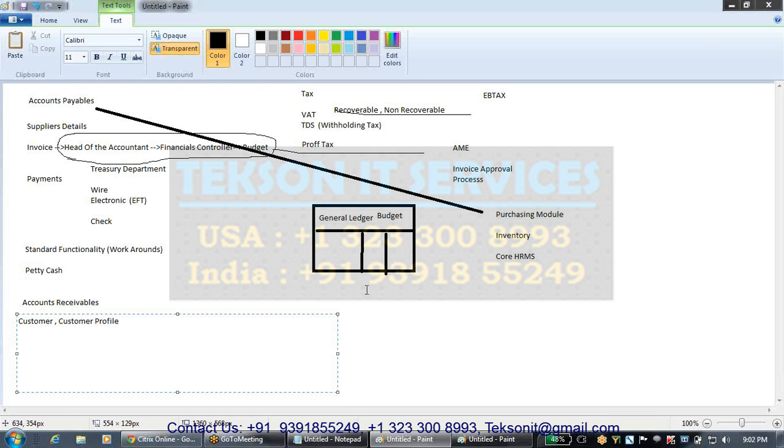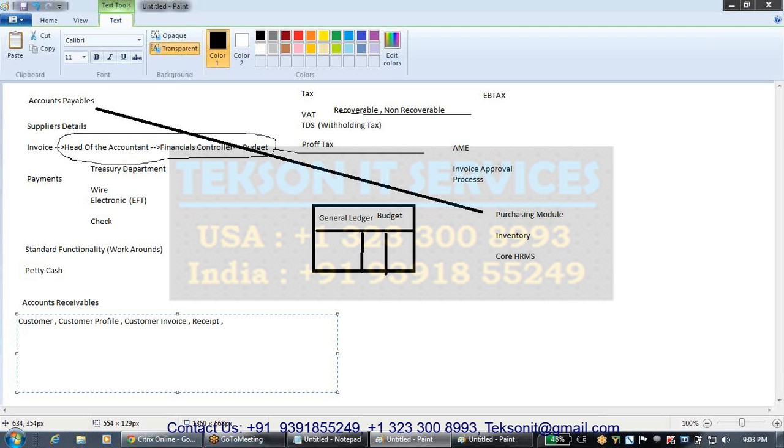You will also see the customer profile, and also raising the customer invoices. We receive the money from the customer. We can receive the money either in the form of DD, checks, or electronic, right?